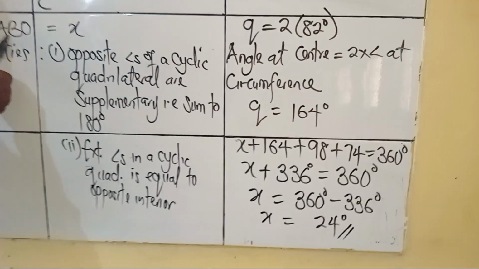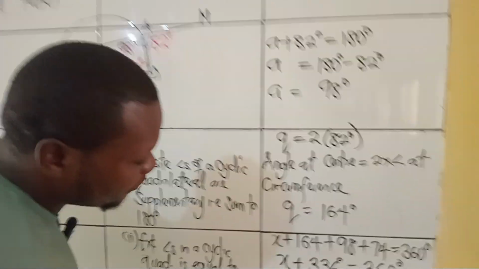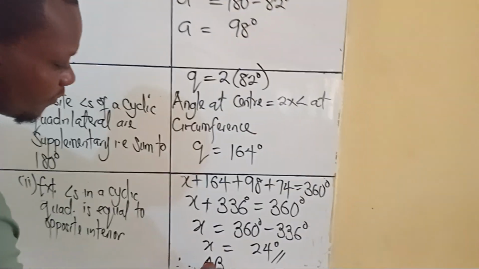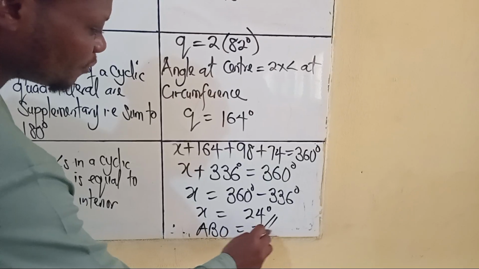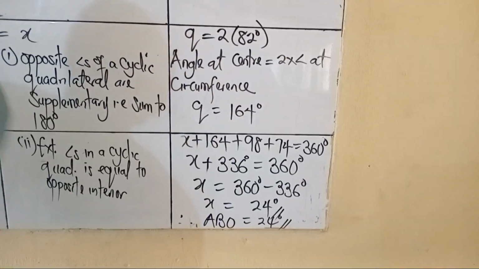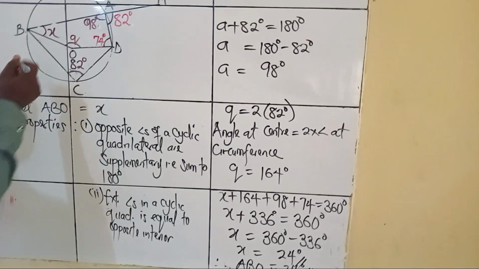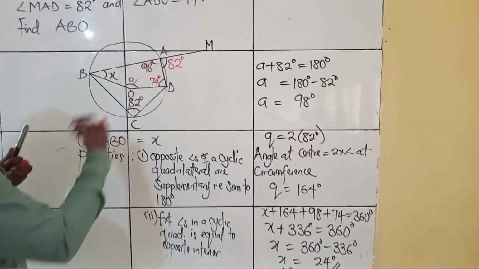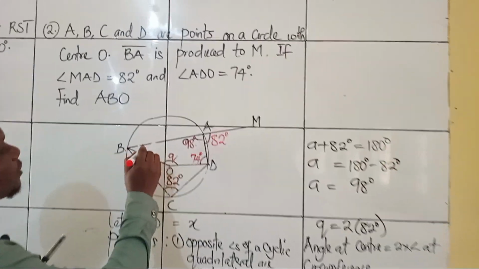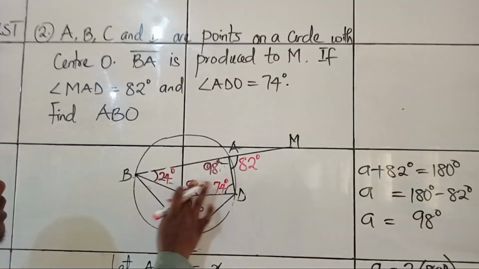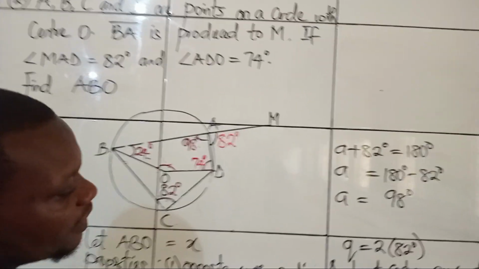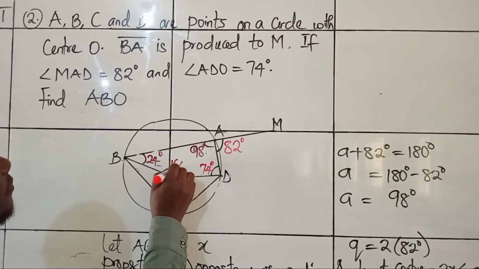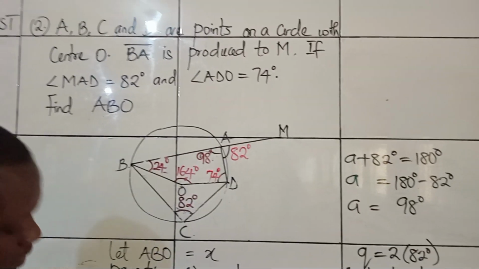Remember, we let ABO equal X. So we can say, therefore, ABO equals 24 degrees. And that's the answer. Okay? Therefore, this angle equals 24 degrees. And this angle, like we have here, is 164 degrees.